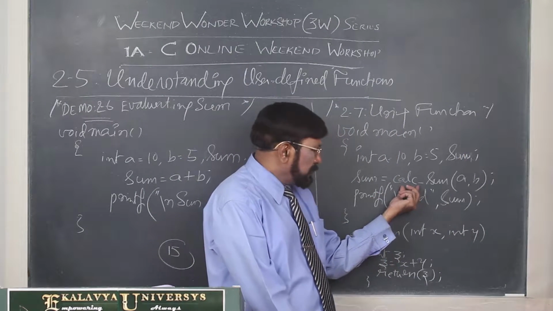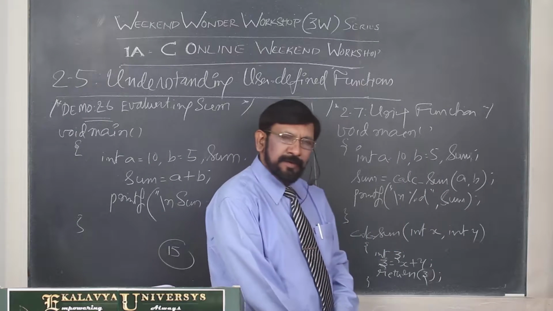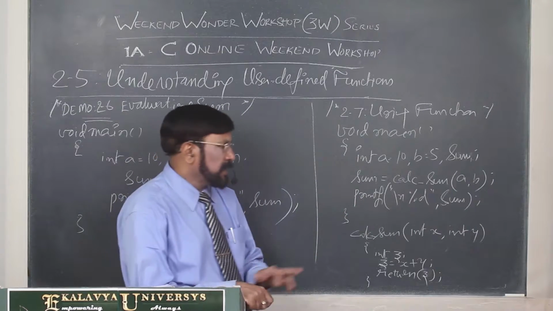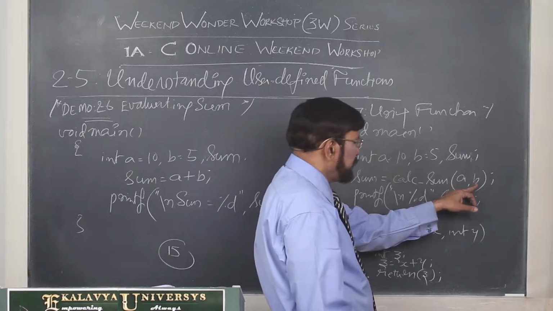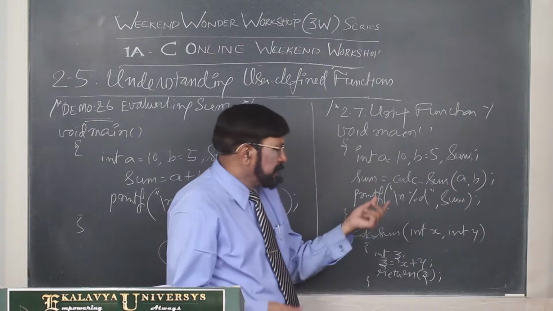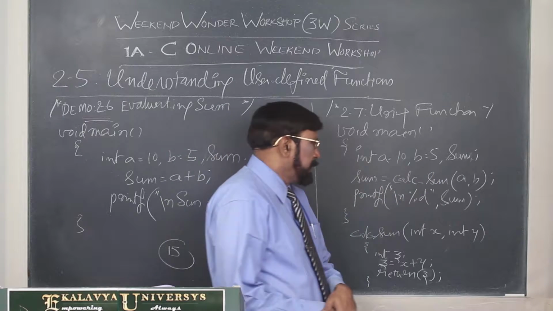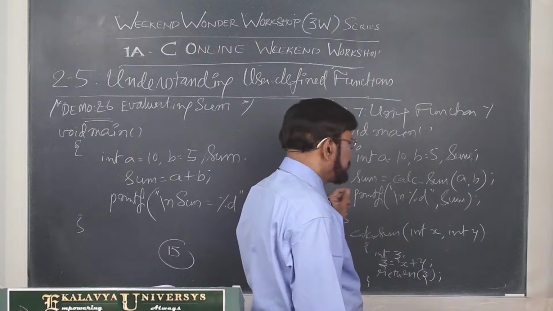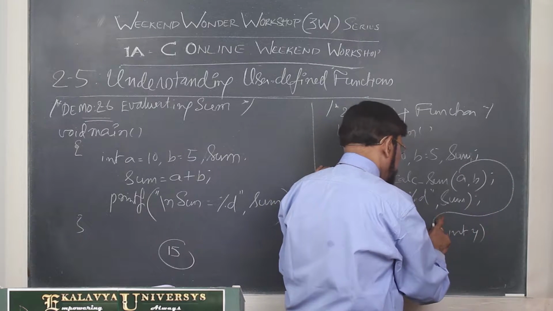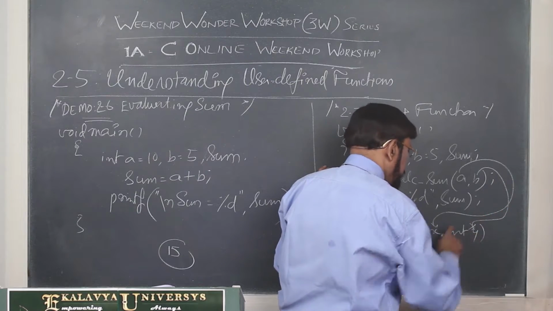Thereafter, what are you doing? You are calling the calculate sum function. For which values you have to calculate the sum, that question will come. So you are passing a and b. You are passing actual arguments a and b to the calculate sum function. Okay. Thereafter, now what is happening? You see, a's value is copied into x, b's value is copied into y.